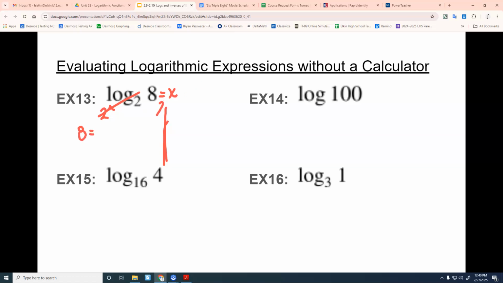And then over here, I also have to do 2 raised to that power, and I get 2 to the x. Then I can just guess and check, because it should be a whole number answer. What 2 raised to what power would give us 8? That is going to be 3. So log base 2 of 8 is just equal to 3, which we also saw when we typed it into the calculator, right? So that's one way to approach it.